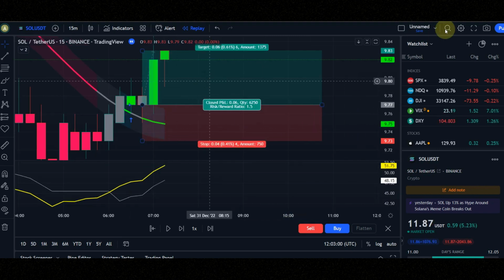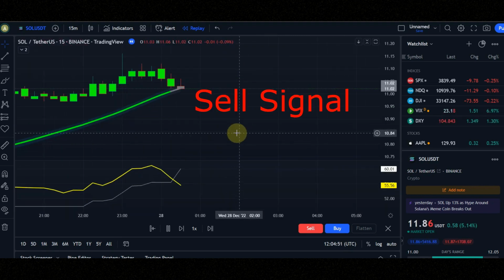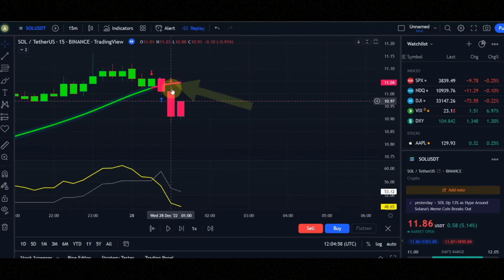Now let's check the conditions of the sell signal together. Condition number 1, when you see red arrow, check the candle must be red. Condition number 2, ribbon must be red. Condition number 3, yellow line must cross the white line to down. Now let's see the result together.